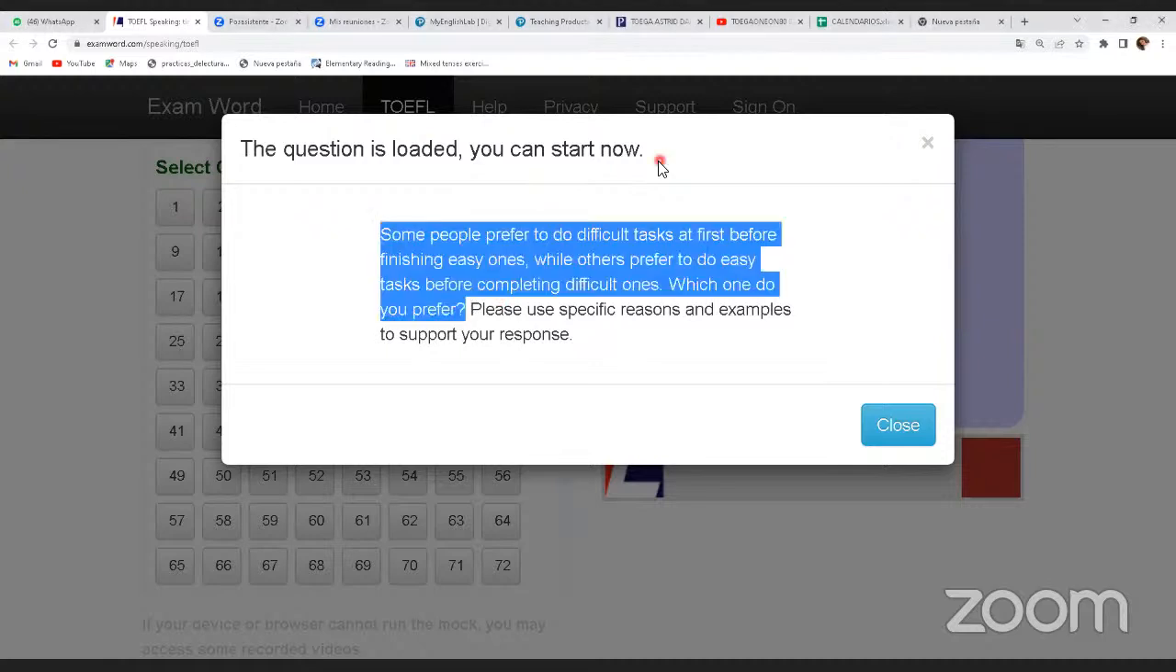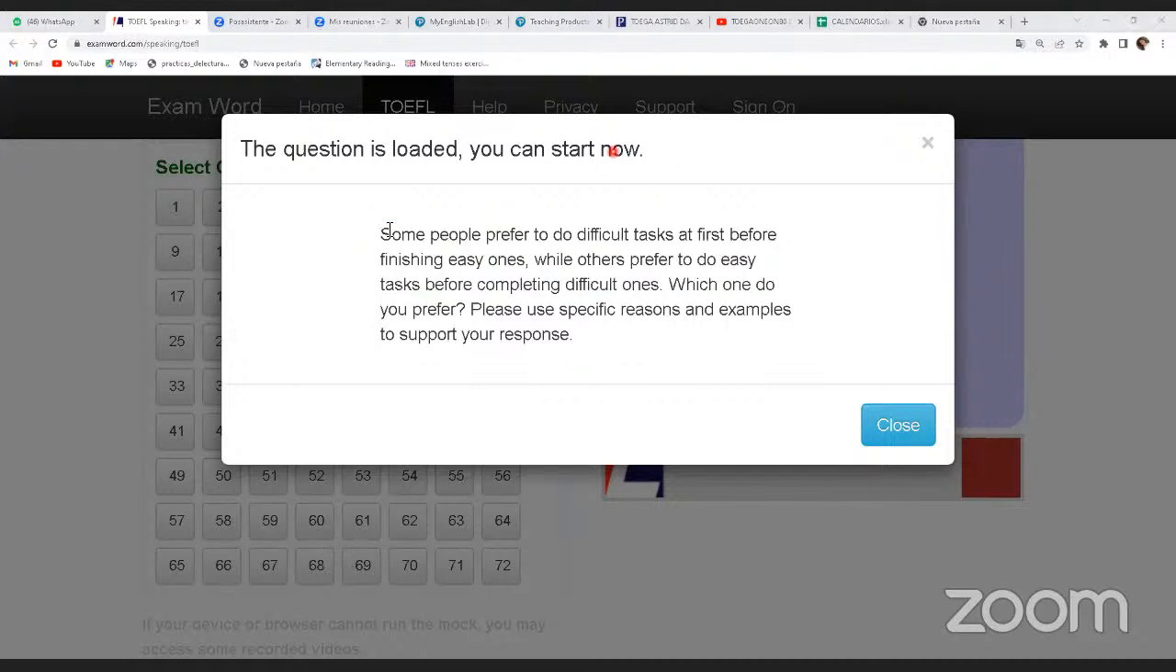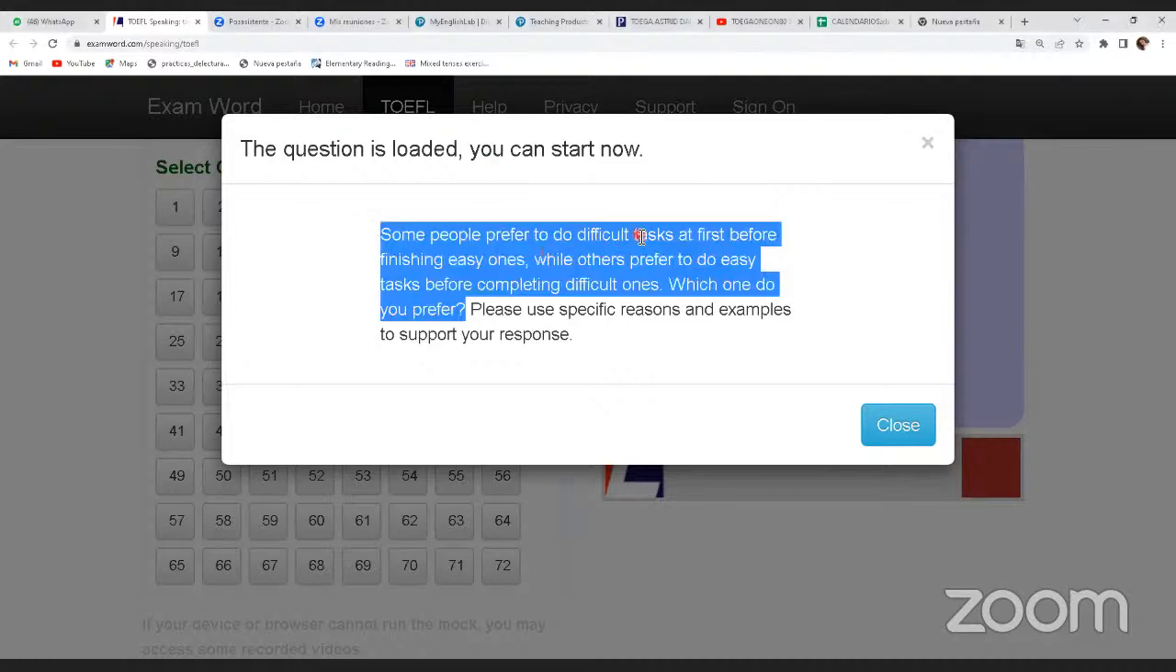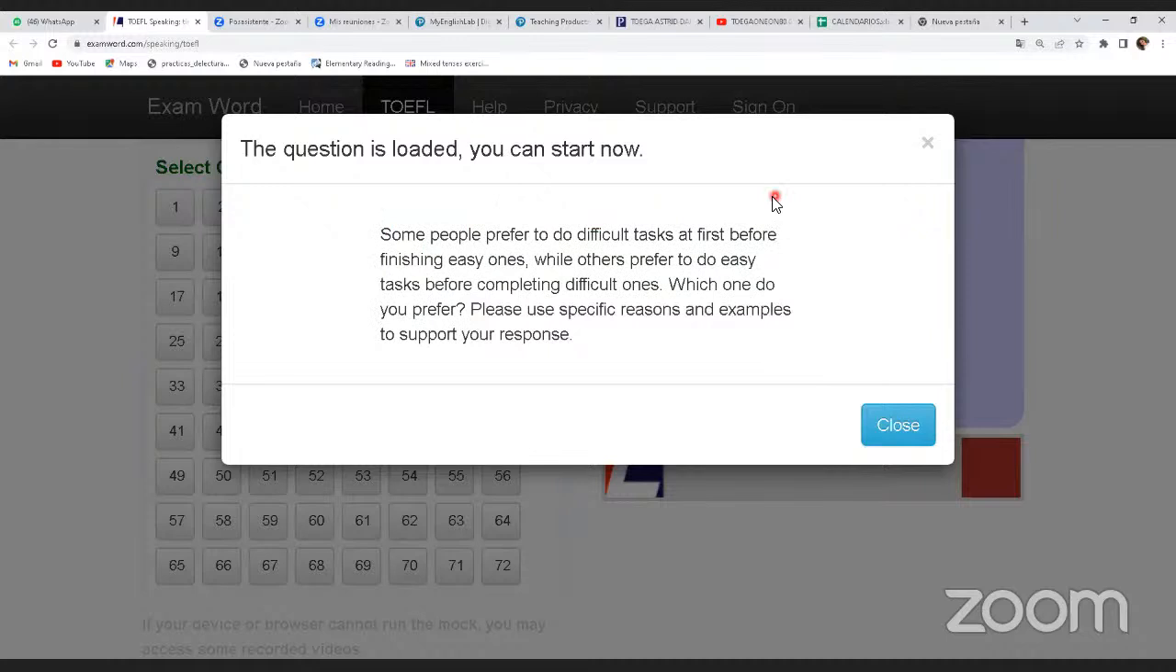Do you get it? Is there any question about it? No, I think it's clear. I understand that. Yes, that's the first step, to understand the question. Then you're going to be able to answer correctly.